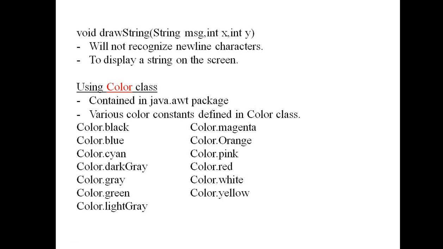Suppose we need to display that string in a different color, so we can use the Color class. This is contained in the java.awt package. Various color constants defined in the Color class are Color.black, which is the default color, Color.blue, cyan, dark gray, gray, green, light gray, magenta, orange, pink, red, white, yellow. These are the color constants we have with the java.awt package.